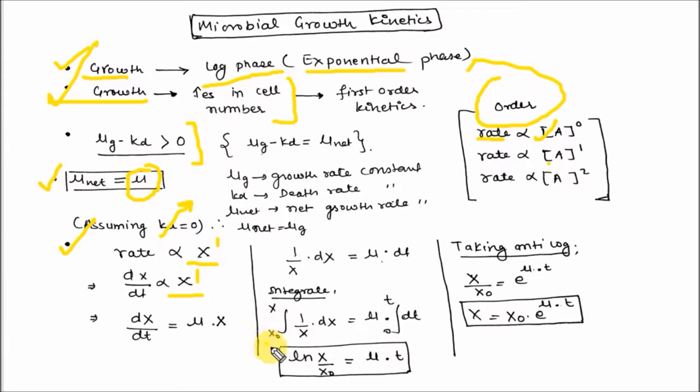After integration you will get this equation: ln x by x naught equals mu into t. By taking antilog you will get x by x naught equals e to power mu t. You can see here x is exponentially increasing. Here it is an exponential function and it is exponentially increasing.